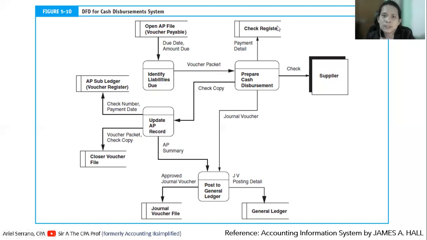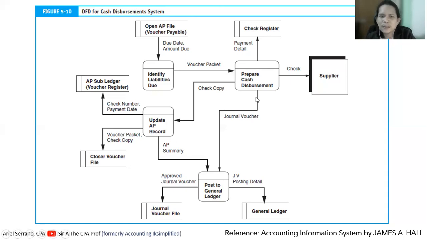Ano itong check register? O itong check register, ito po yung tinatawag natin na cash disbursement journal. Okay? Cash payment journal. Ito yung isa sa mga special journals natin. Kasi dito po, ito yung listahan ng mga cheque. Kasi, di ba, cash payment journal or cash disbursement journal, dito po natin nire-record lahat ng mga kinakailangang bayaran. Okay? So that is a special journal. So, andyan po yung payment details.